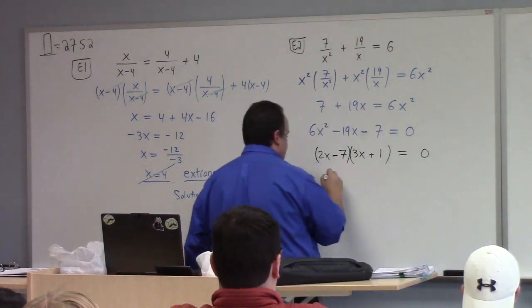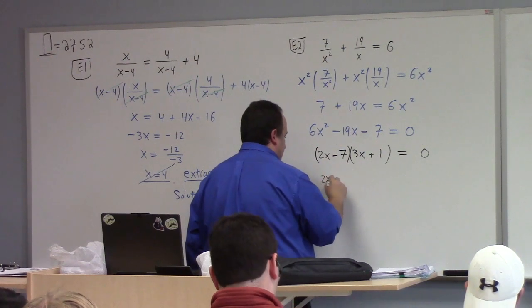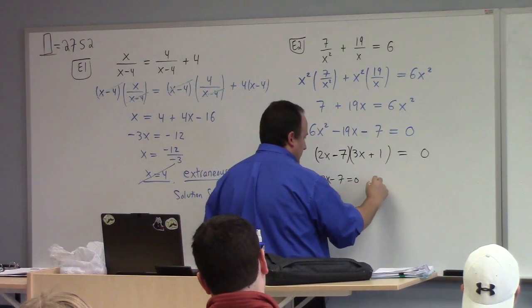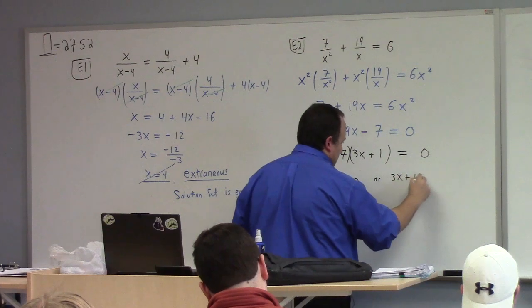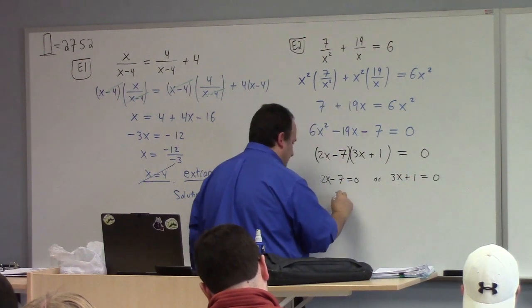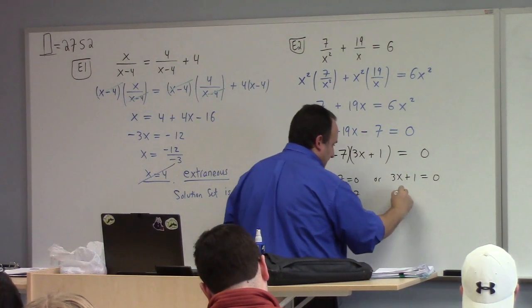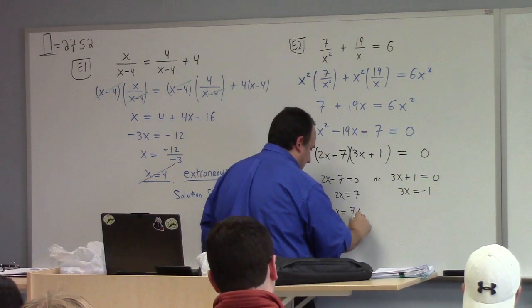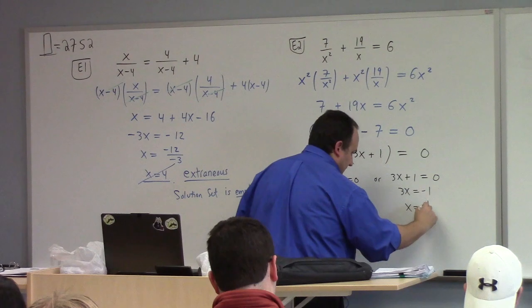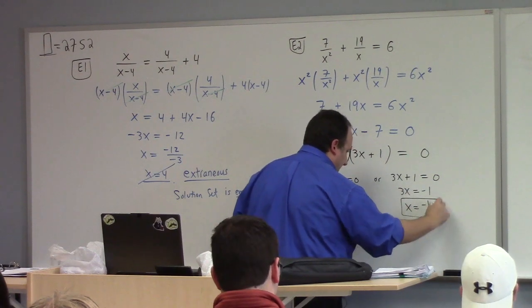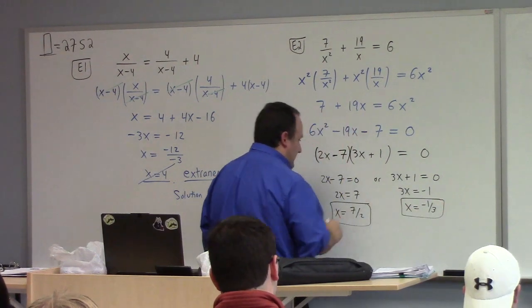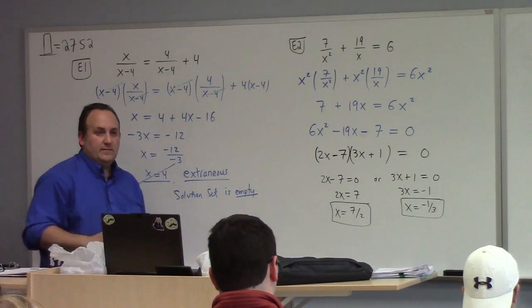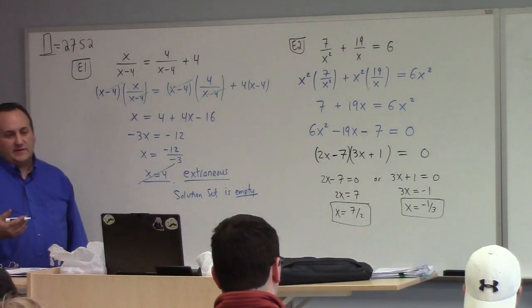So we either get 2x minus 7 equals 0, or 3x plus 1 equals 0, which gives me 2x is equal to 7, or 3x is equal to minus 1, also known as x is equal to 7 over 2, or x is equal to minus 1/3. So them's your solutions.